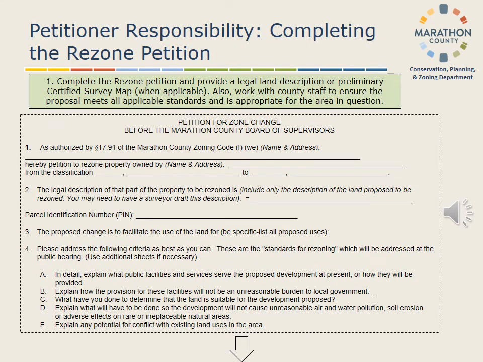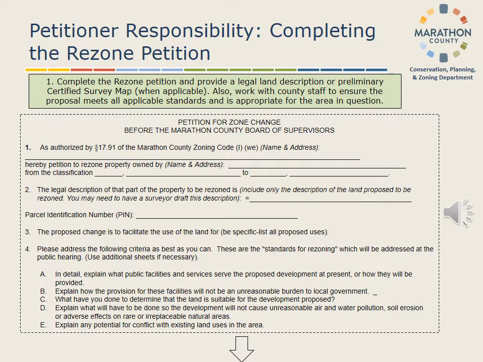Moving on, we will go over the roles and responsibilities. First, the petitioner. The petitioner's responsibility is primarily to work with the county staff to ensure they have a complete rezone petition itself, as well as provide us with a legal land description or a preliminary certified survey map where applicable. The petitioner works with county staff to ensure the rezone petition meets all applicable standards and requirements, as well as is appropriate for the area in question.